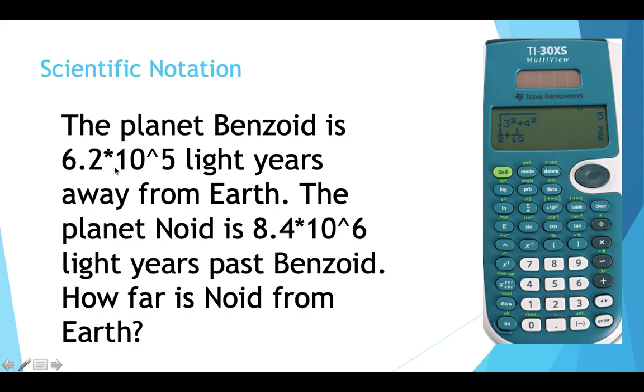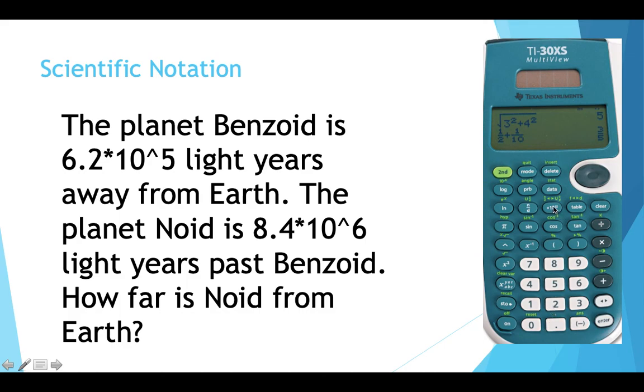So what we're going to do is add 6.2 times 10 to the 5th plus 8.4 times 10 to the 6th. So to do that, you'll just say 6.2 x10n. Oh, not second. I'm sorry. Let's try that again. 6.2 x10n. And so what it does is it'll say times 10, and then you just put in your 5. So let me walk you through that right here real quick.